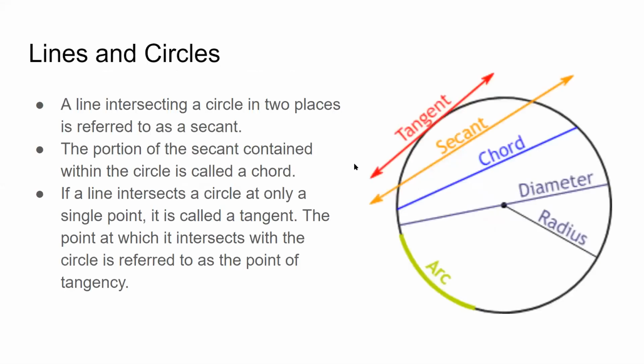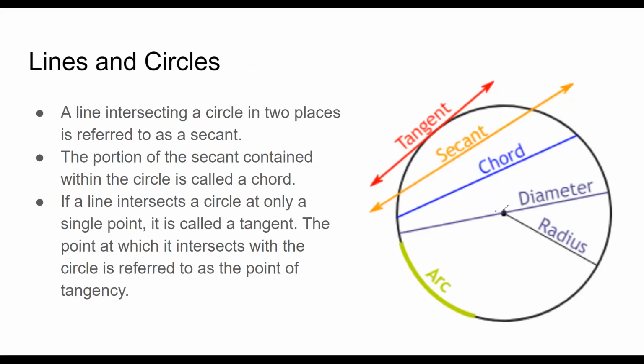So let's talk about the lines you have within a circle. So the basics, you'd have a line from the center to the outside of the circle. This line is called a radius. And when you extend the radius to the other side of the circle, you have a diameter. So the diameter is 2 times the radius.